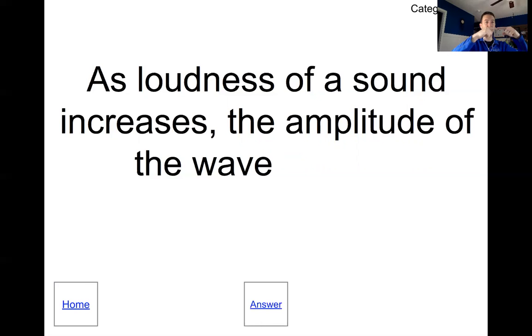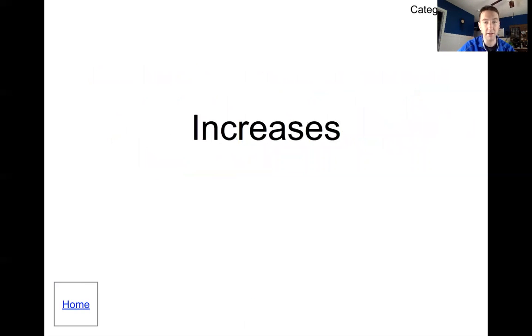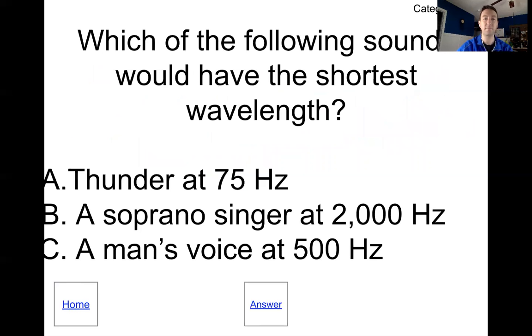Amplitude is the measure from the rest position to a peak or from the rest position to a valley. And as a wave gets louder, that amplitude keeps getting bigger. It increases. Which of the following sounds will have the shortest wavelength?